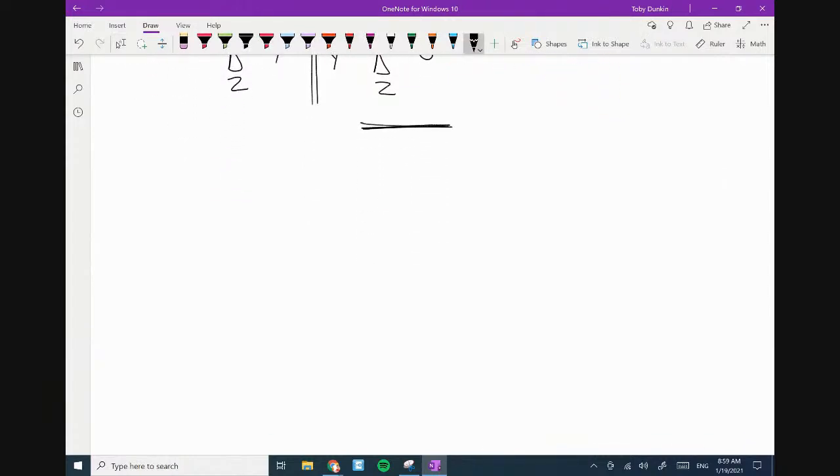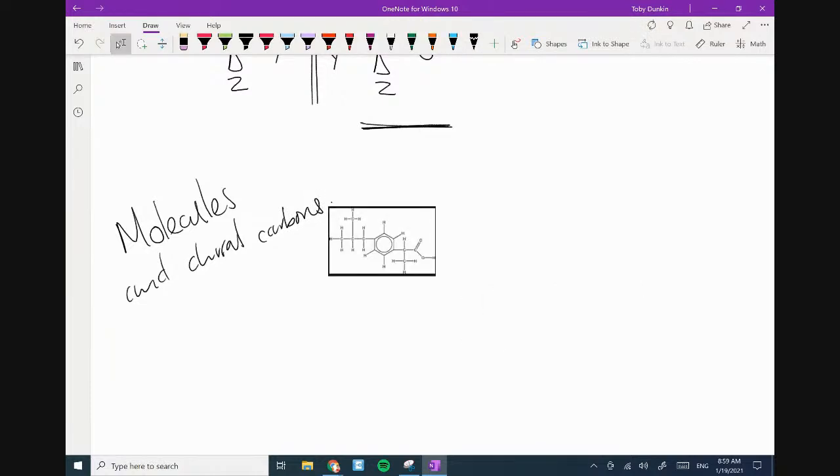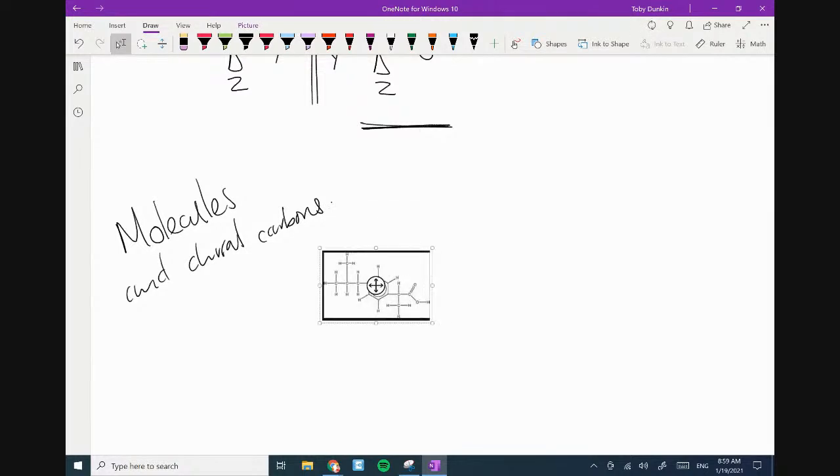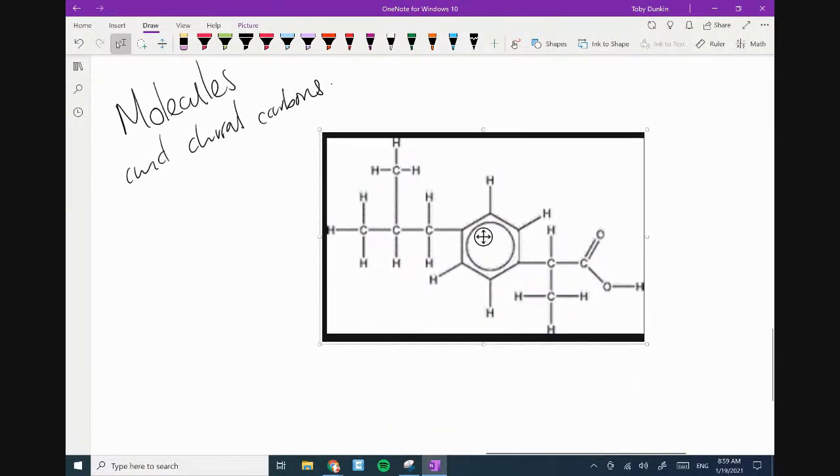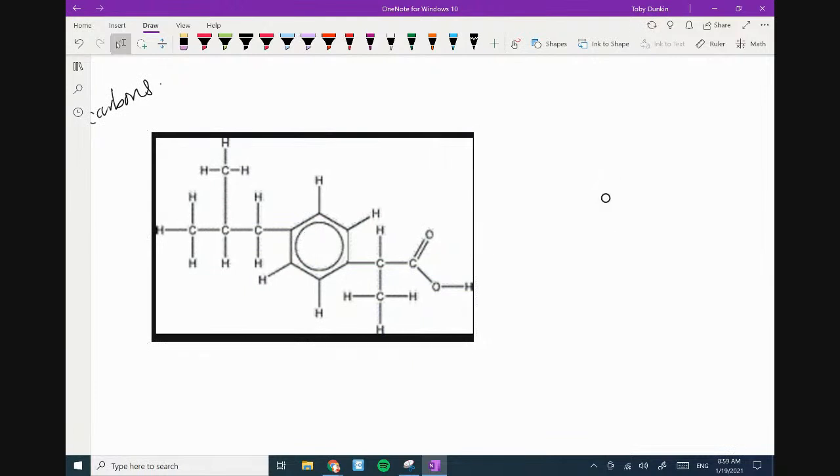So, molecules and chirality and chiral carbons. Let's do that. It's easier. Right. So this here is ibuprofen. Nice and simple molecule. But the key is, are there any carbons that are chiral? So we'll go through each one. This carbon here, is it chiral? The answer is no, because we've got 3 H's that are all the same.